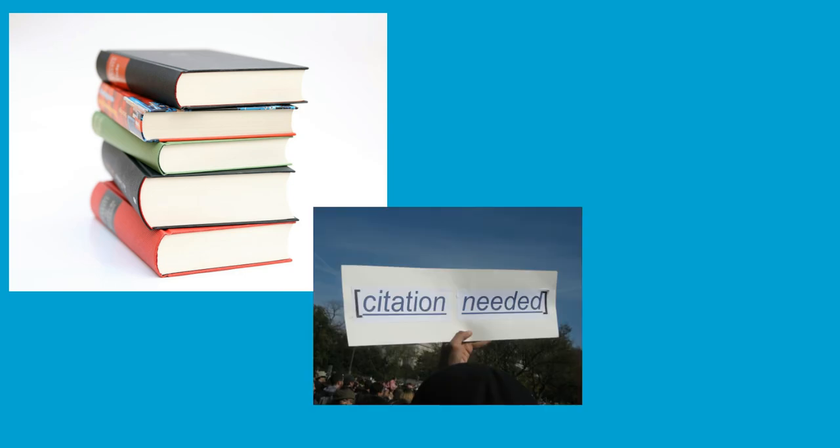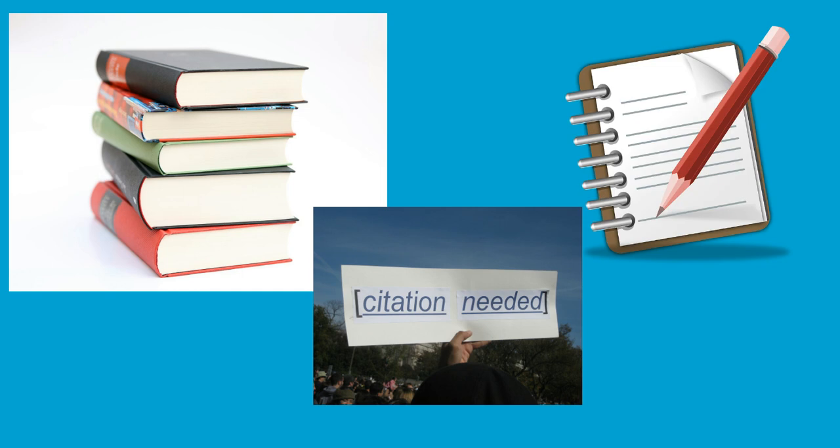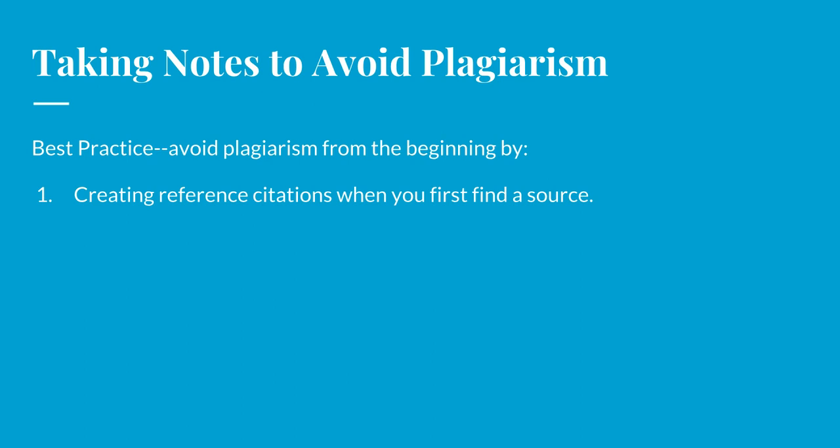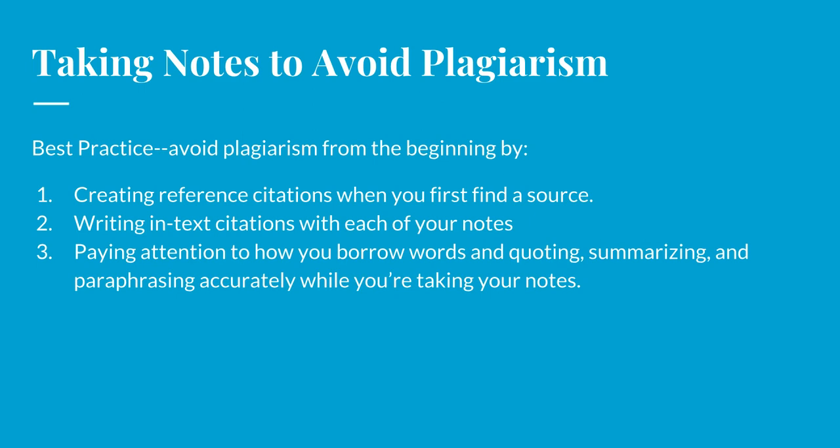So thus far, we've learned how to pick out credible resources. We've learned about citation. That means we're all ready to write our research papers, right? Wrong. You need to know how to take your notes in such a manner as you avoid plagiarism from the beginning. This is your best practice, and we accomplish this by creating reference citations when we first find a source, which we already know how to do, writing our in-text citations with each note that you make, which we already know how to do, and paying attention to how you're borrowing words and quoting, how you're summarizing and paraphrasing accurately while you're taking your notes. This is what we're working on today.